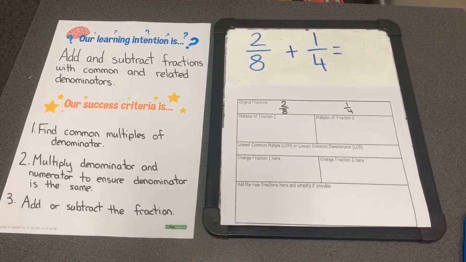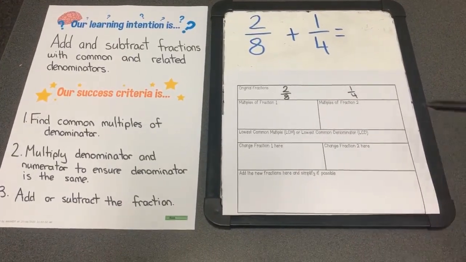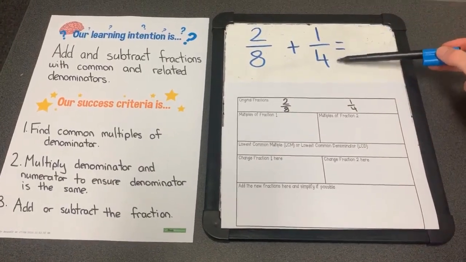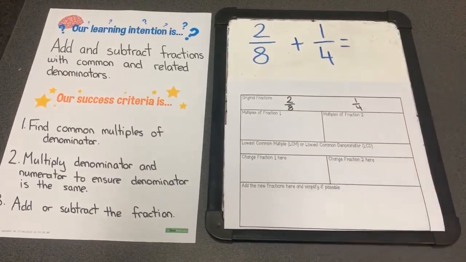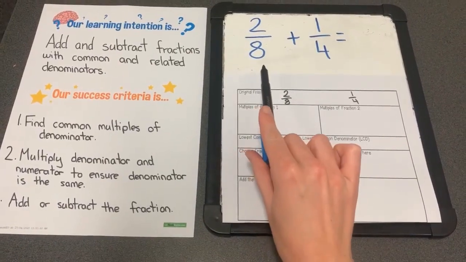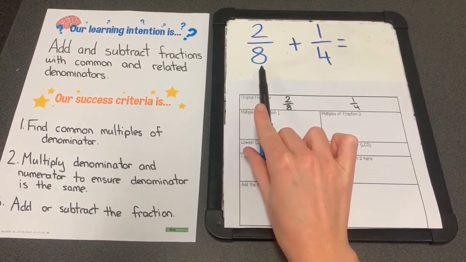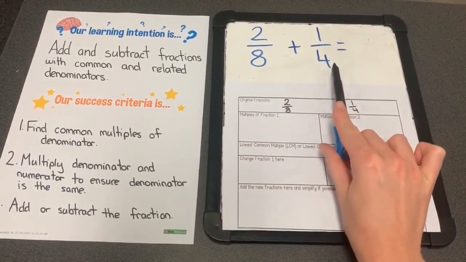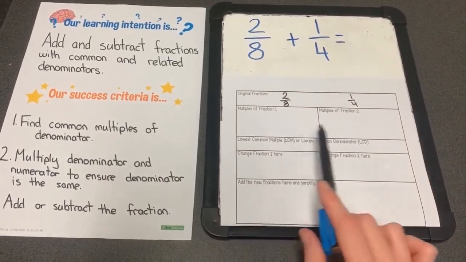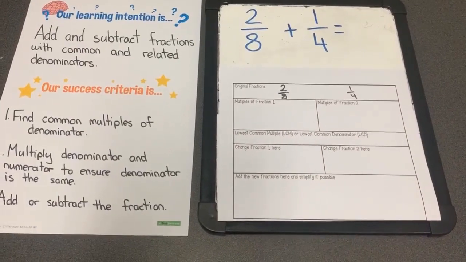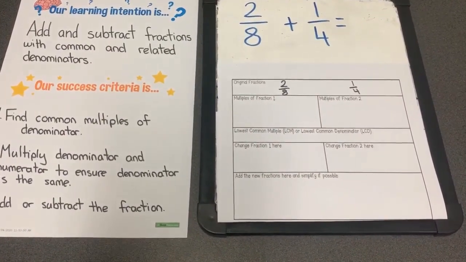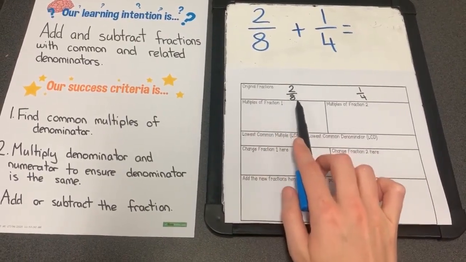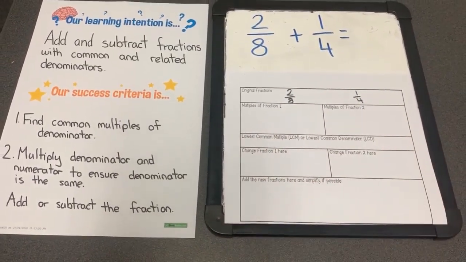Alright, today we're going to be working through our first problem. Today our problem is 2/8 plus 1/4. Now we can clearly see here that the denominators are different. One is broken into 8 equal parts and the other is 4 equal parts. Now we're going to use this graphic organizer today to help guide our thinking. Okay, so I have gone ahead and written the original fractions of 2/8 and 1/4 today.